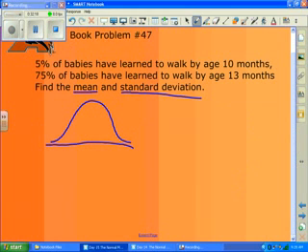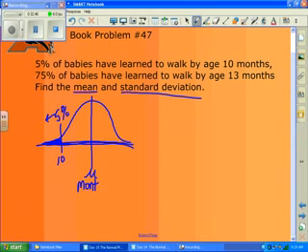So if we know that 5% of babies learn to walk by age 10 months, so here's my 5%. And I know that my value at that point is 10 months. Okay. So my mean is going to be in my mean value of months. And if I know that 75% of babies learn to walk by 13 months, so where's that going to be? Over here somewhere. 75% learn to walk by 13 months.